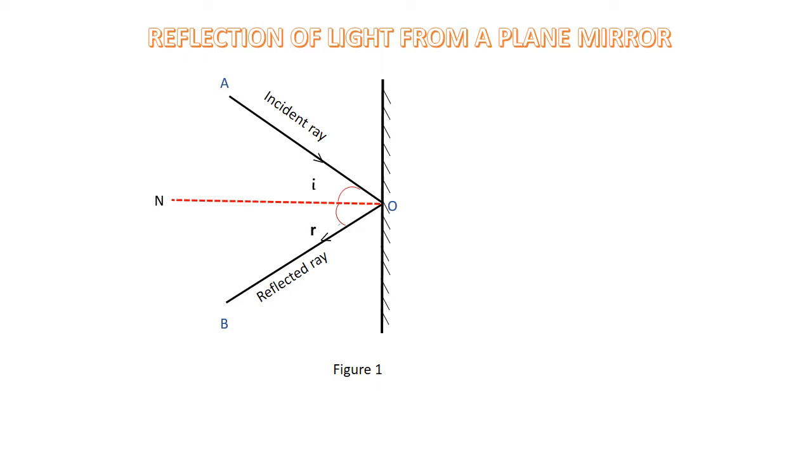Let I be the angle of incidence, that is the angle formed between the incident ray and the normal, and R be the angle of reflection, that is the angle formed between the reflected ray and the normal.